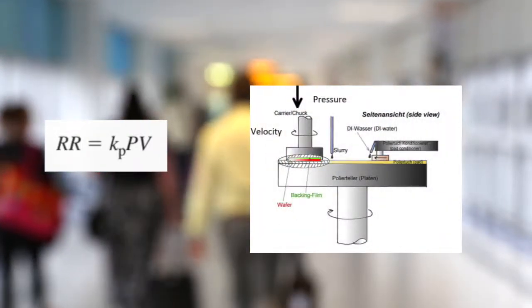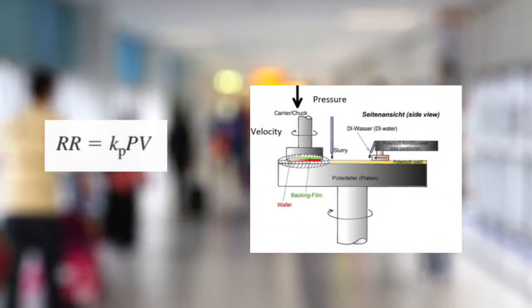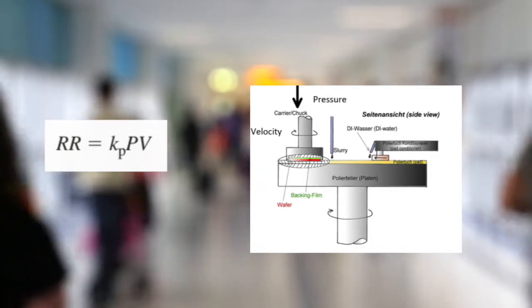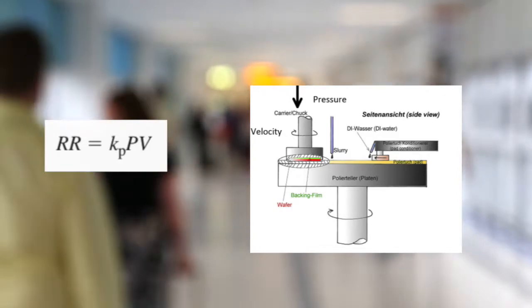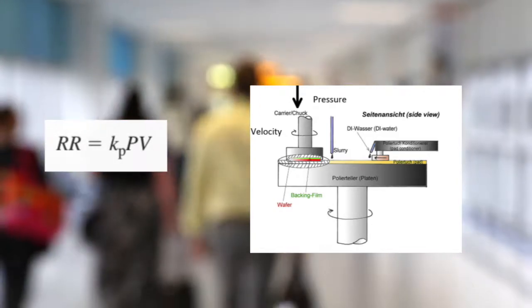Regardless of these facts, we decided to create a controller for the original Preston equation because it could serve as a starting point for more complicated controllers. In the original Preston equation, the P is the piston pressure, which will hold constant in our system, and we'll assume that V is the velocity of the tray.